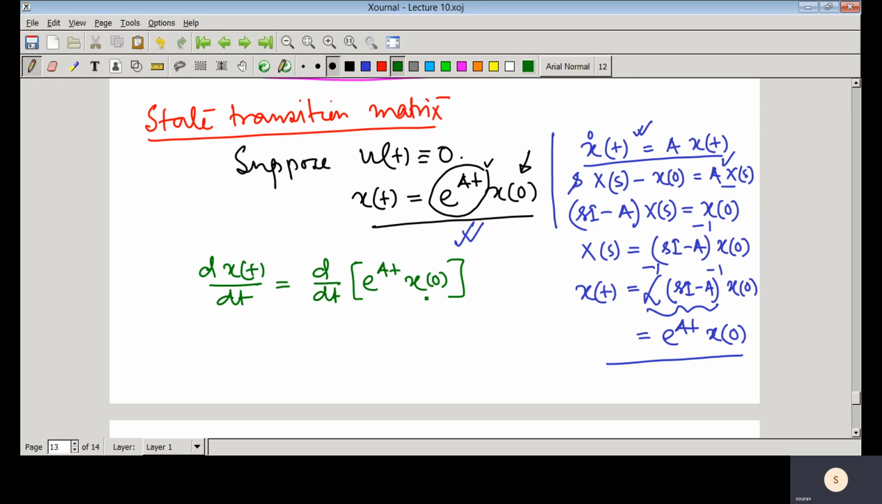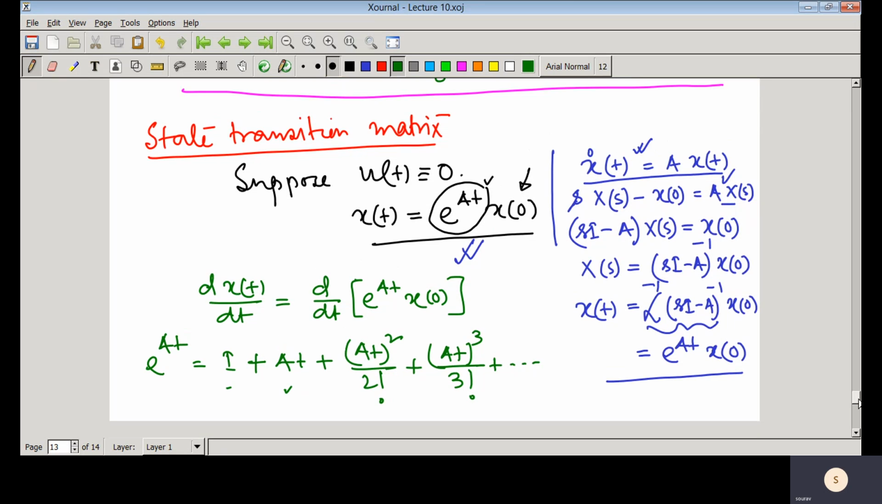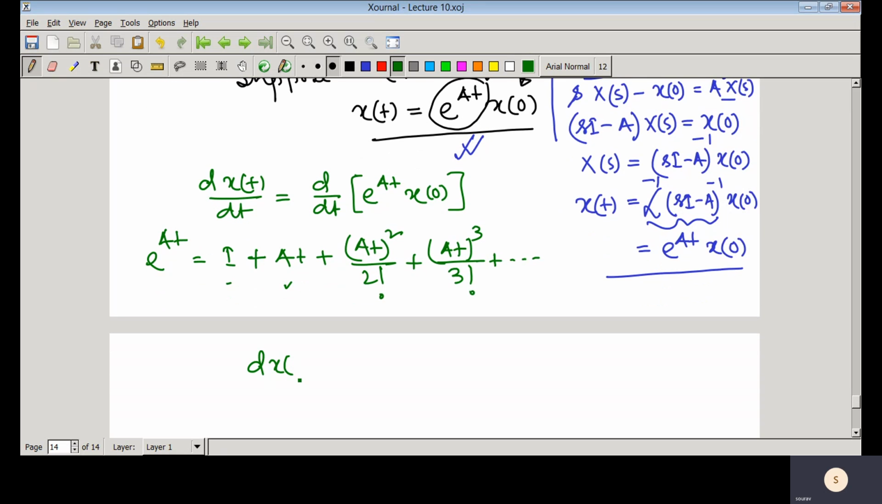and e to the power At is the exponential matrix, that is equal to I plus At plus (At) square by factorial 2 and so on, just like the exponential. The only difference is that these all are matrices. So this is the exponential matrix. Now if you take the derivative of that, the constant term would be 0, this one equals only A, and same way. Finally, if you take the derivative, you get dx(t) by dt equal to A e to the power At x0, and as e to the power At x0 equals x(t), then you have Ax(t).